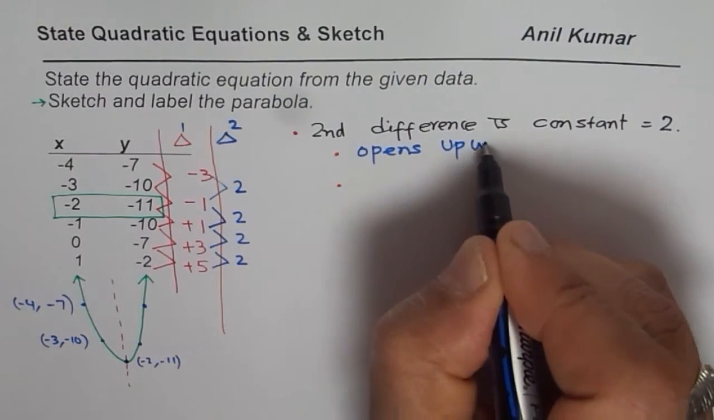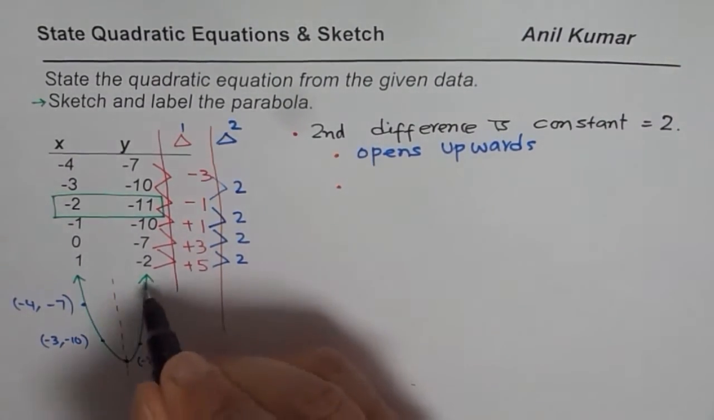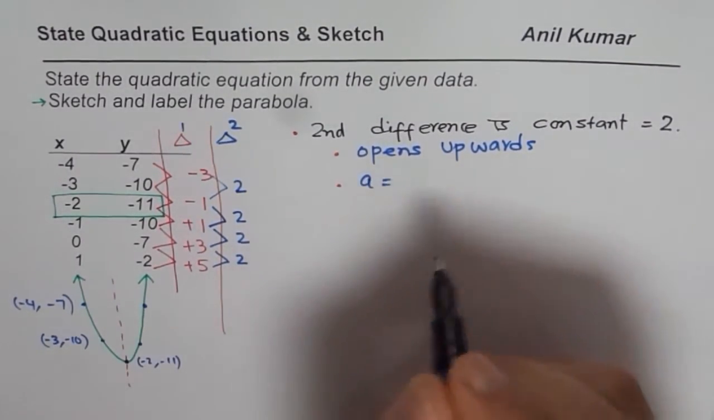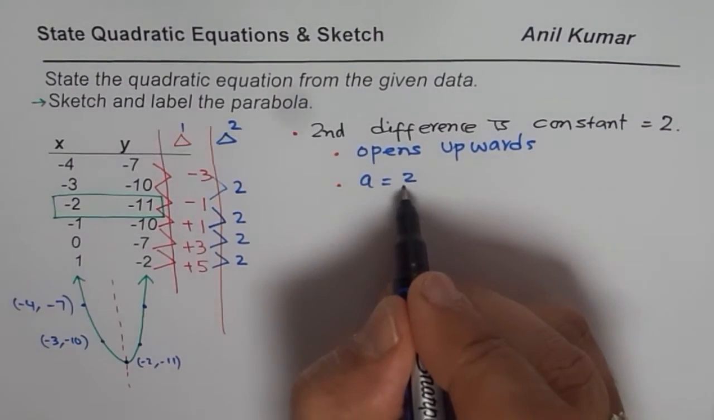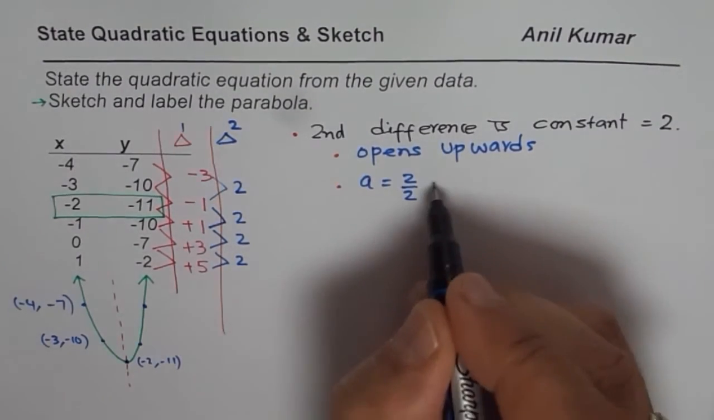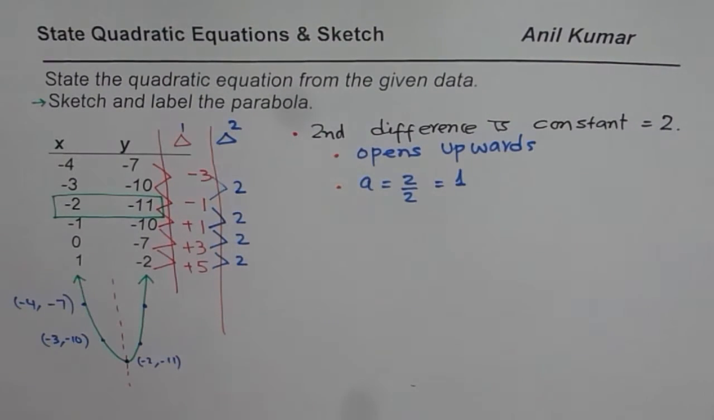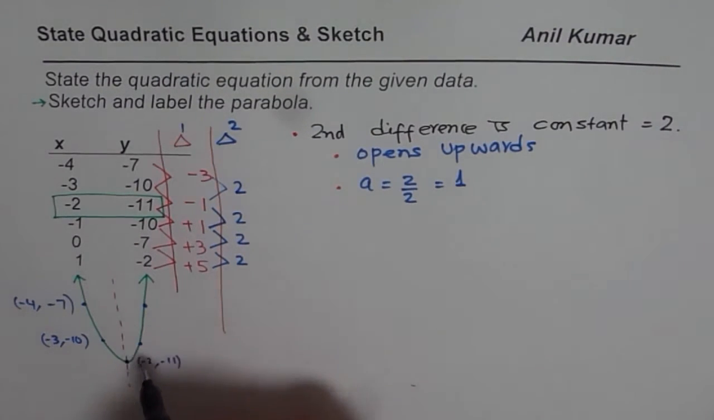Opens upwards. Perfect. This is what we see from the graph. Second is the value of a. The value of a is 2 divided by 2, the constant difference divided by 2, which is 1. Do you see that? The value of a normally gives you steps, right?